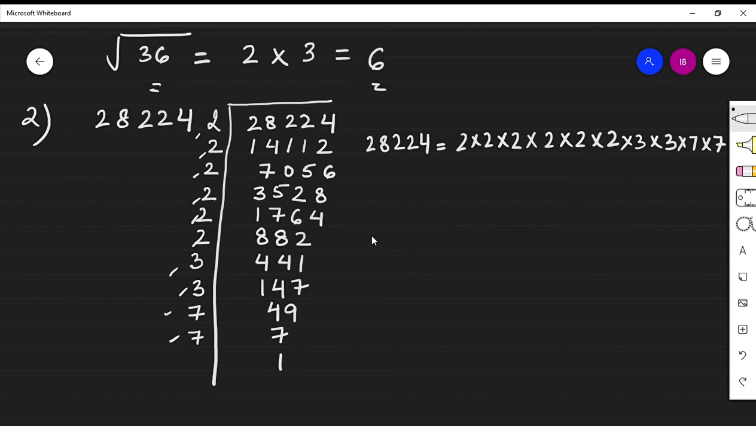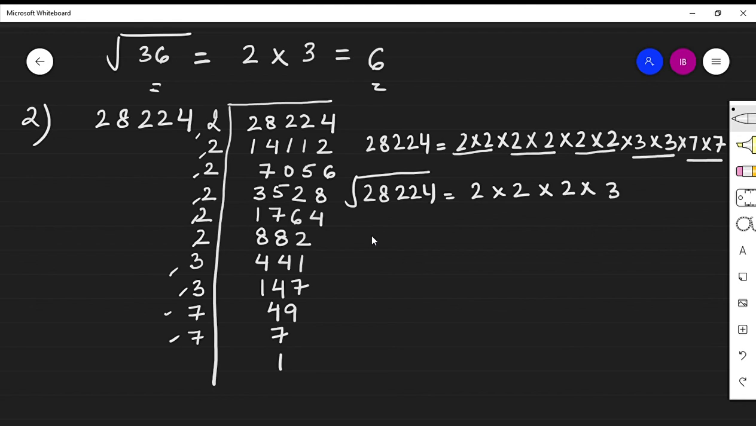Now, in order to find out the square root, what we do? We will pair up the prime factors. One pair, second pair, third, 4, 5. So 2 into 2 into 2 into 3 into 7. It will give you 2 into 4 is 8, 3 into 8 is 24, 7 into 24 is 168. So the square root of 28224 is 168.